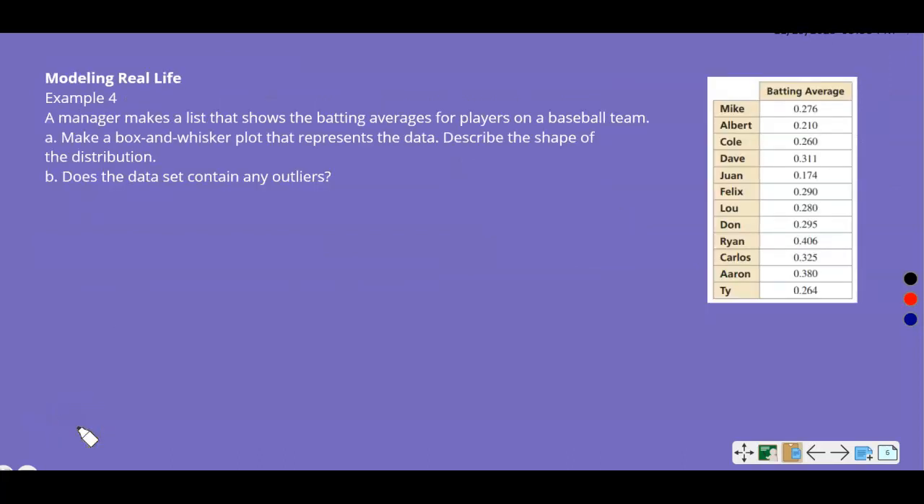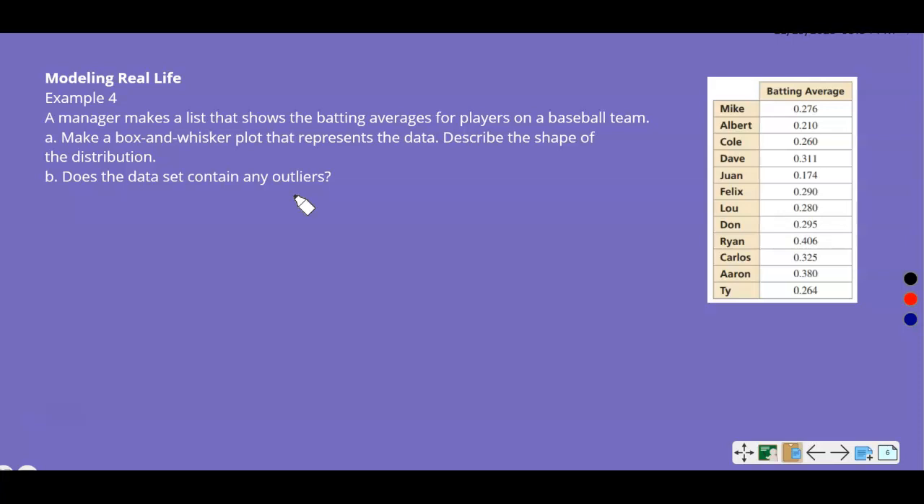Example 4, modeling real life. A manager makes a list that shows the batting averages for players on a baseball team. Make a box and whisker plot that represents the data. Describe the shape of the distribution, and does the data set contain any outliers?